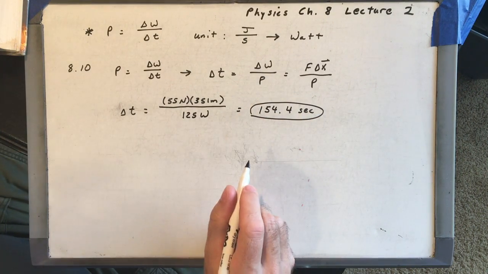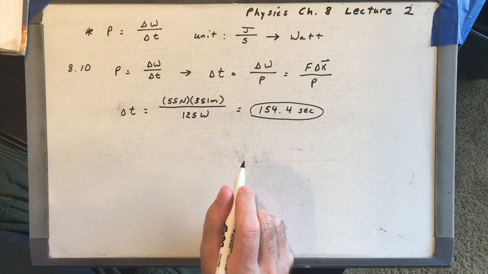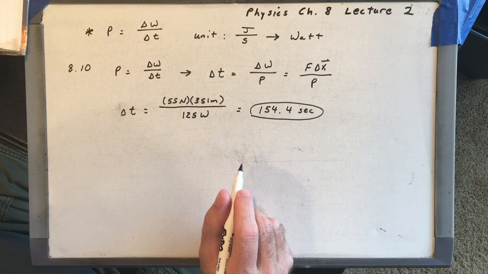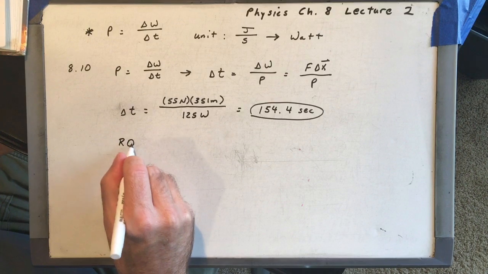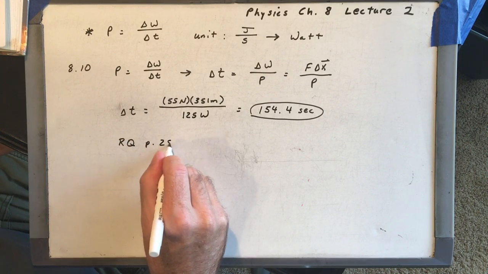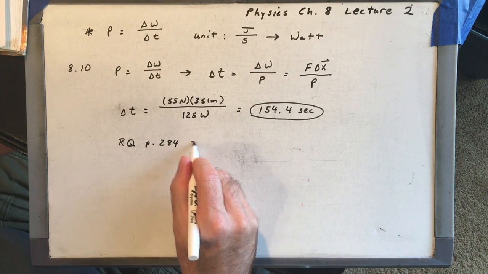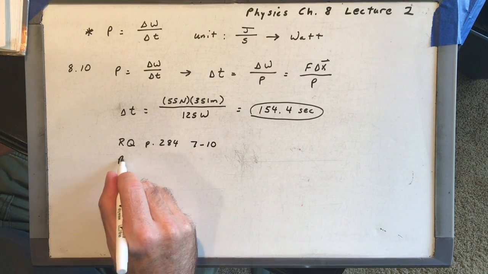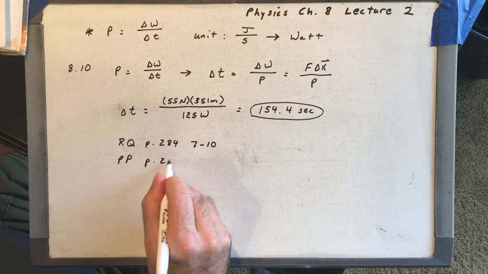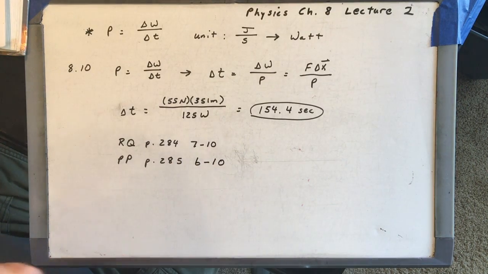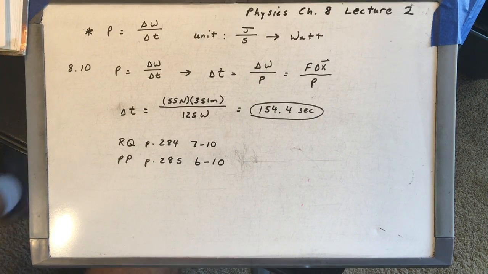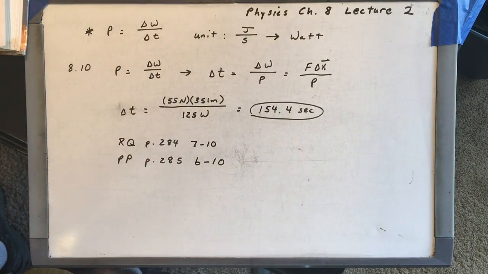All right, so the homework for this section, you've already done review questions 1 through 6 and practice problems 1 through 5. So it's to finish that up. Review questions, page 284, 7 through 10. Practice problems, page 285. You can do 6 through 10. All right, the next video you get will be a solutions video for all the review questions and practice problems from chapter 8. And I'll talk to you next time.